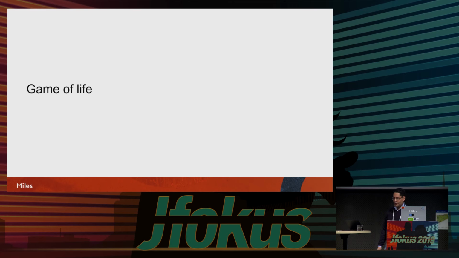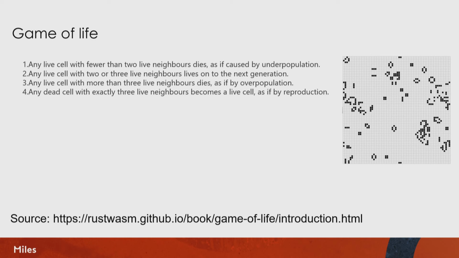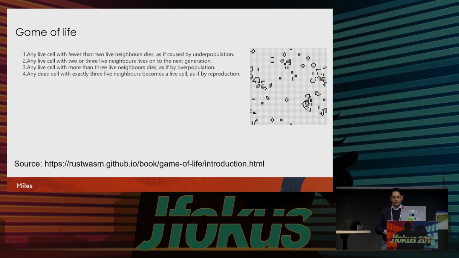So we will have a look at an implementation of the Game of Life. The Game of Life is basically that you have a board with lots of different cells. And then there are some rules to this game. If you have a live cell with fewer than two live neighbors, it will die because then it will be underpopulated. Or if you have a live cell with two or three live neighbors, then it will live on to the next generation. So it's a simulation which goes on and on. And if you have a live cell with more than three live neighbors, it will die because then it will be overpopulated. And any dead cell with exactly three live neighbors becomes a live cell, because of reproduction. And this is an example from a book which is available online, called The Rust Game of Life.